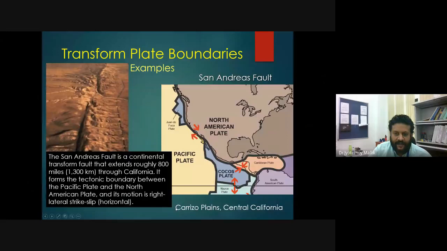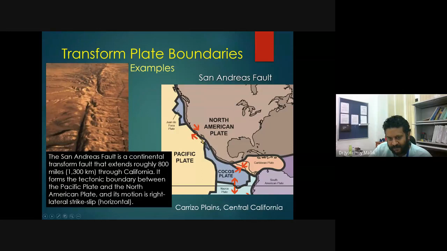Okay, and then the most beautiful example is the San Andreas Fault. The San Andreas Fault is also known for its crazy earthquake episodes. Okay, so here the Pacific plate essentially slides past the North American plate. The Pacific plate sliding past the North American plate. Okay, you can see here. So this is a transform fault, and you can see here there is this trenching going on. So this is perhaps another triple junction. Okay, this is a triple junction.